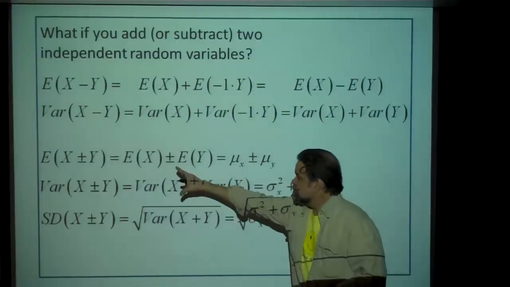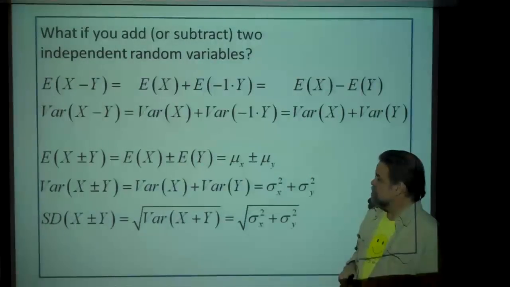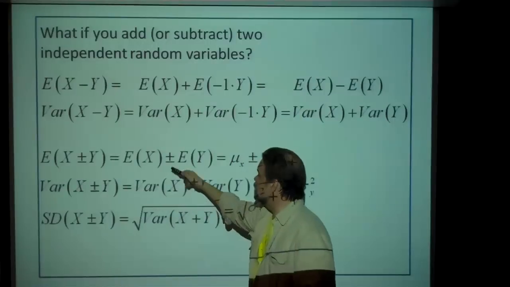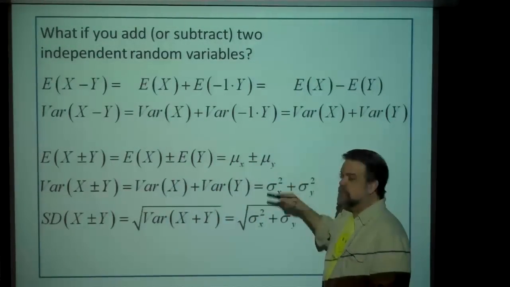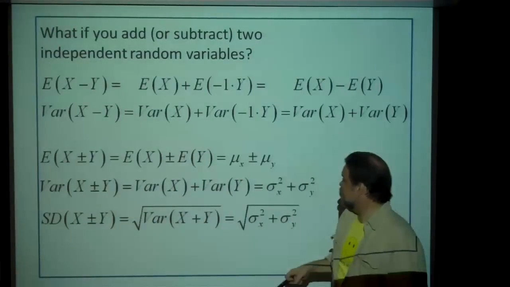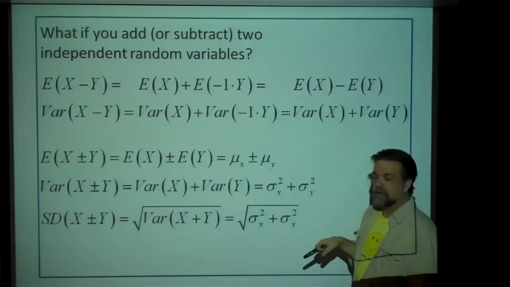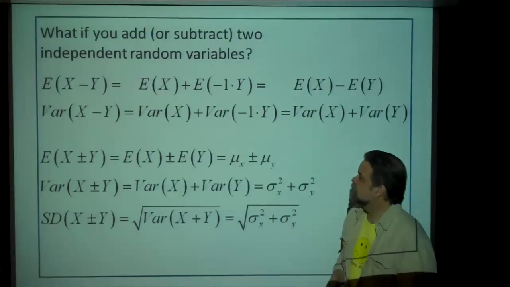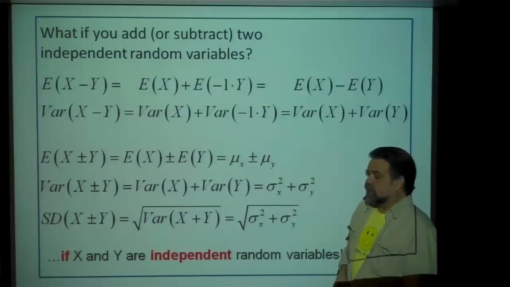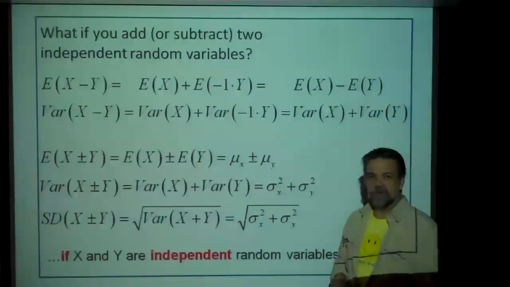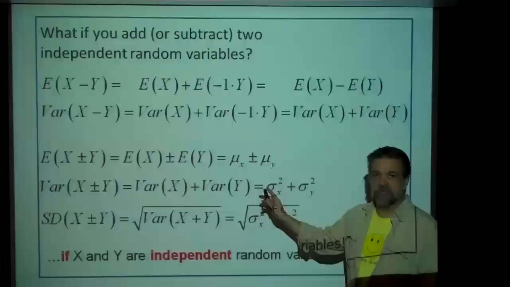So this is really sort of a combination of the two sets of rules that we just came up with. The expected value of x plus or minus y is mean of x plus or minus the mean of y. The variance of x plus or minus y is always variance of x plus variance of y. You never subtract, you always add. And then the standard deviation is the square root of the variance. Okay? So, if and only if x and y are independent random variables. Okay? Only if they're independent. If they're not independent, all bets are off. You can't use any of this.